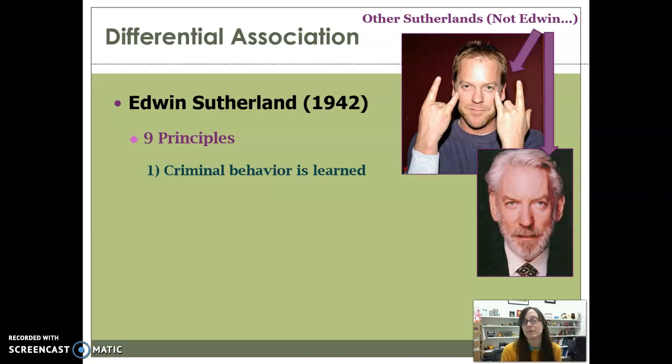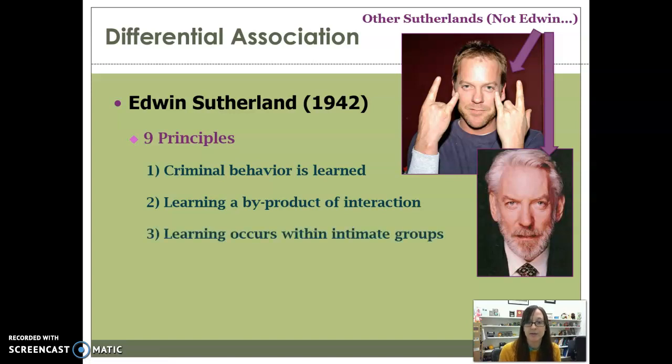The first principle is that criminal behavior is learned. The second principle is that learning is a byproduct of interaction. That means it isn't enough to simply live in a crime-prone area or a lower-class area. Crime occurs because of what we learn from our interaction and communication with others.